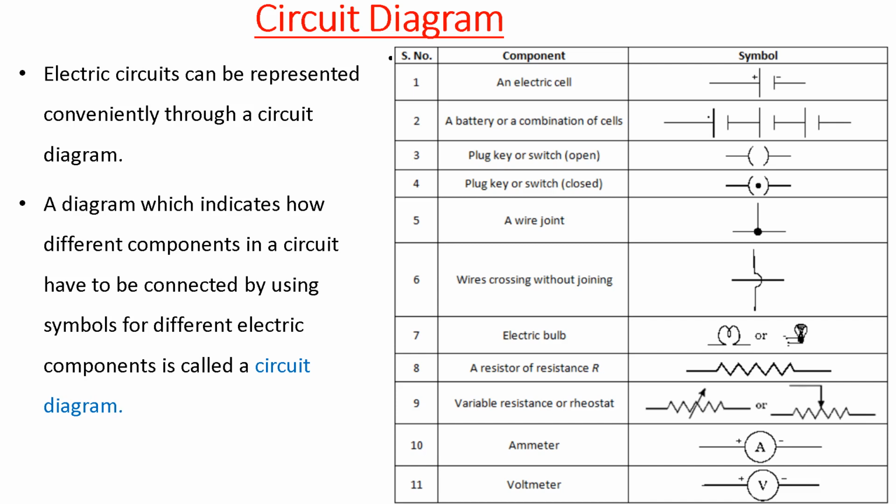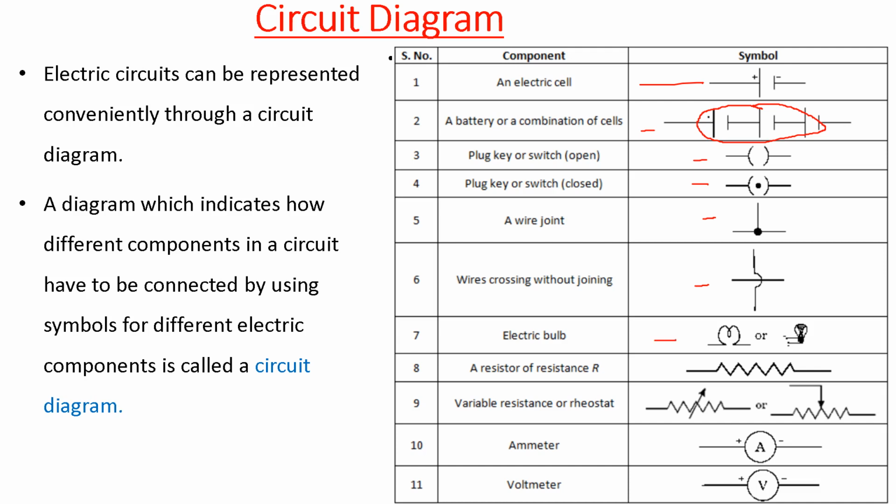So here we can see a few symbols. Here is the symbol of an electric cell, and the symbol of a combination of cells, that is known as a battery. Here we can see that the negative terminal is connected with the positive terminal of the next cell. This is how the battery should always be connected. This is the symbol of an open switch. This is the symbol of a closed switch. Here is a wire joint. Then here, wire crossing without joining means they are just passing without any kind of connection.